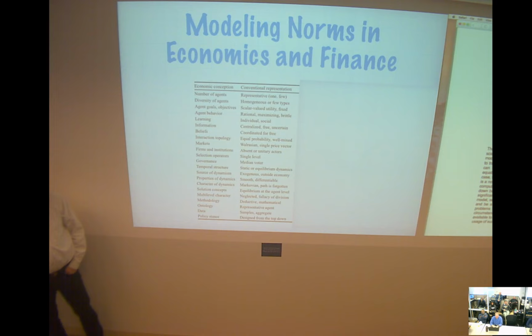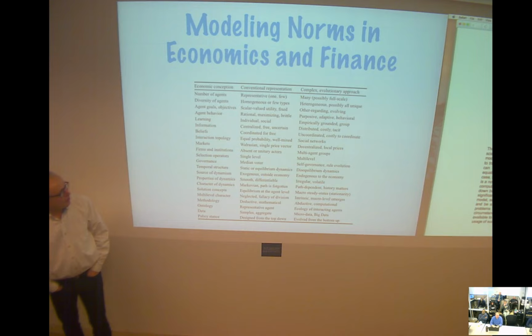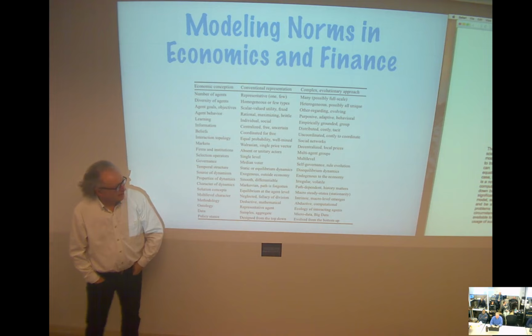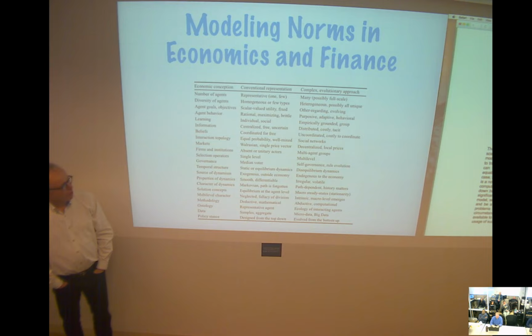So for the final slide here, the final column is, from a complexity point of view, from a more evolutionary point of view, here's what we'd really like to have in all of our models. And the trouble with all these things on the right-hand side is that they make the model so complicated and so difficult to solve that nobody dares do much of it. I mean, people are doing a little bit of it.